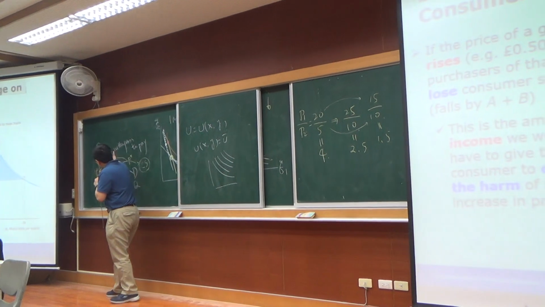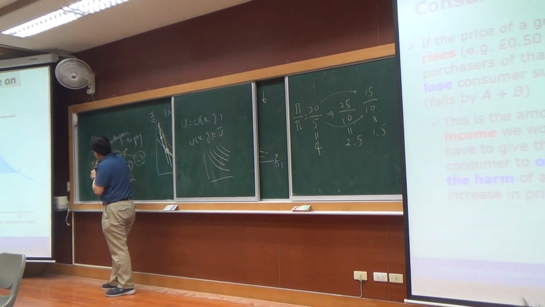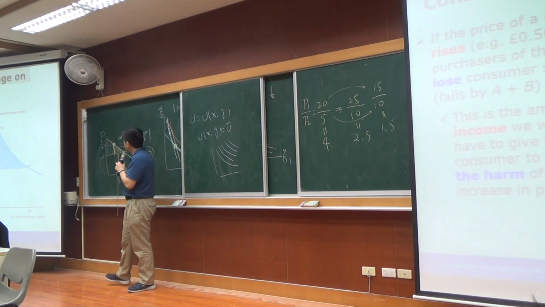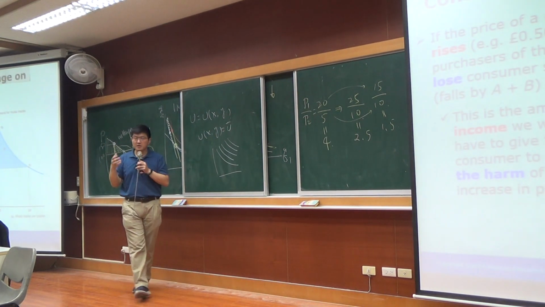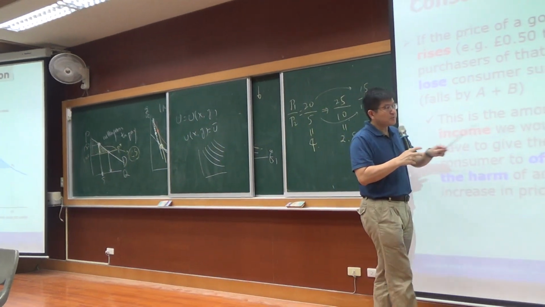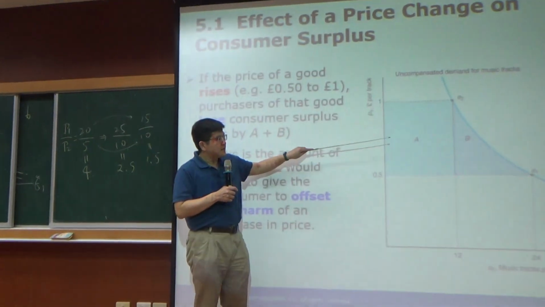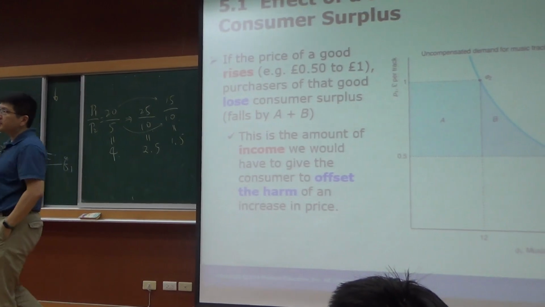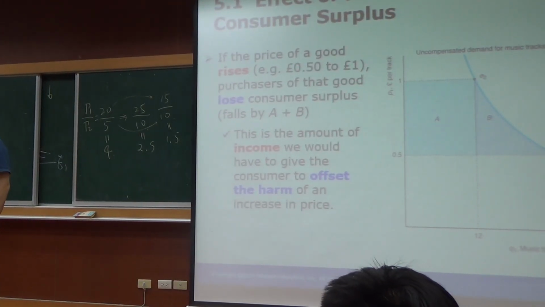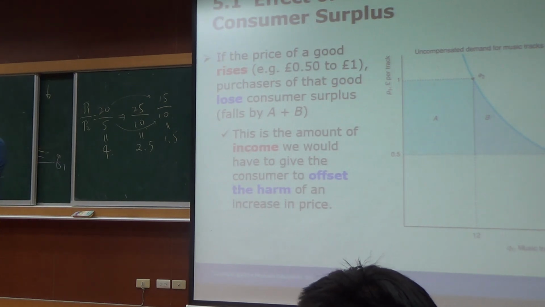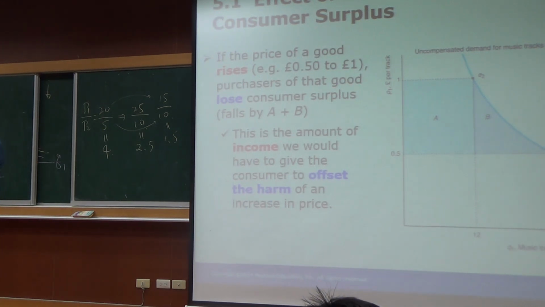So maybe $50, $40, $30, but 60, 70, 80, 90, 100, something like that. So it's all about money. Now, since the price goes up, the consumer loses his or her consumer surplus by A and B. So if we want to compensate the consumer because the consumer is harmed, right?